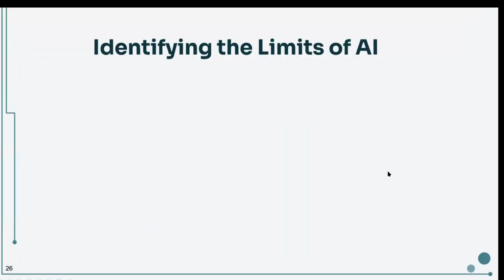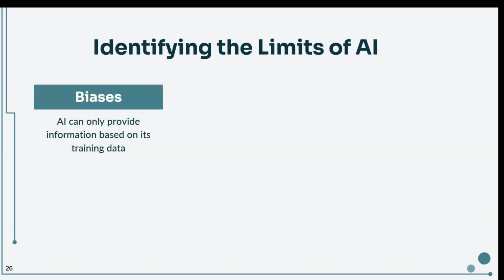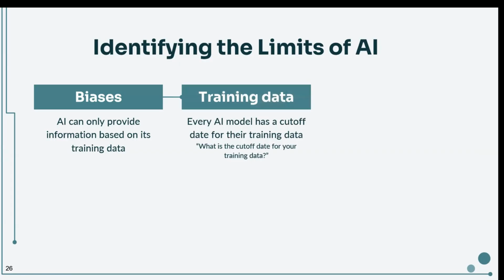Now that we've talked about what's possible through prompting, let's talk about the limits of what we're doing. Okay. Biases. AI can only provide information based off of its training data. Okay. So the training data is really, really important to understand. Every AI model has a cutoff date for its training data. What is the cutoff date for your training data?